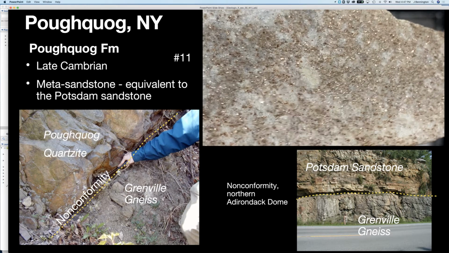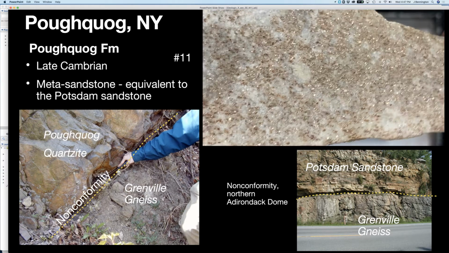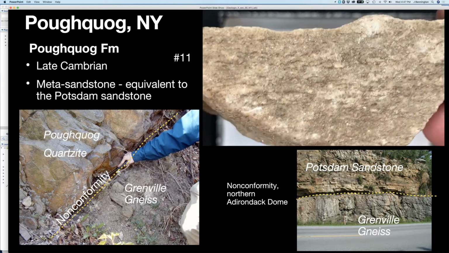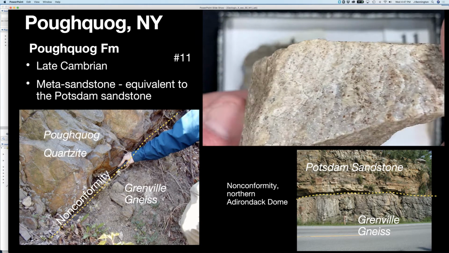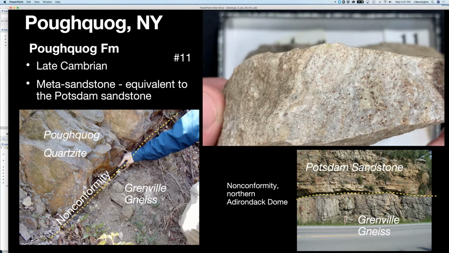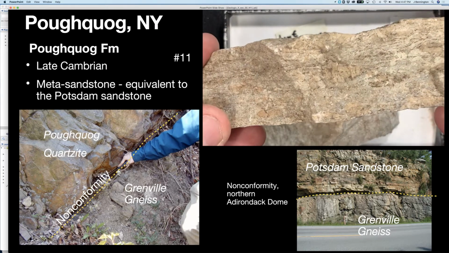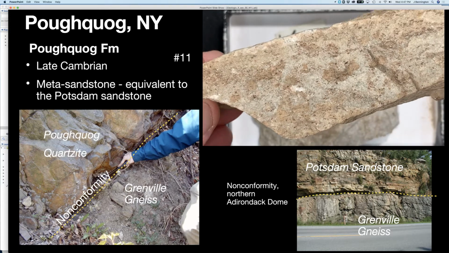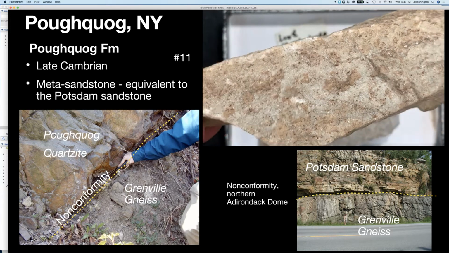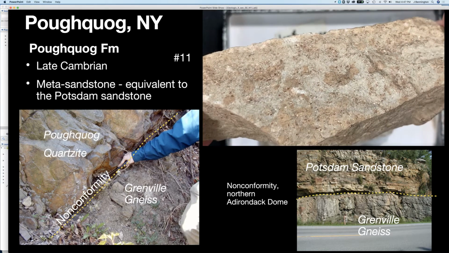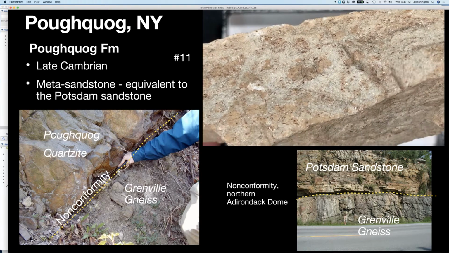So in many ways, the Poquog Formation is very similar to the Potsdam Formation. It looks like it at least started out as a very, very clean kind of quartz sand, probably deposited as a shoreline, but it got caught up in some kind of plate tectonic event later on and turned into a metasandstone.